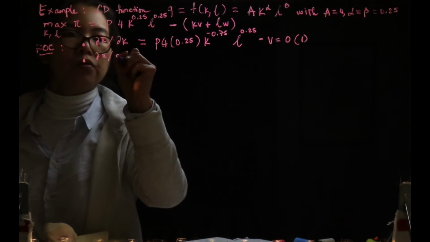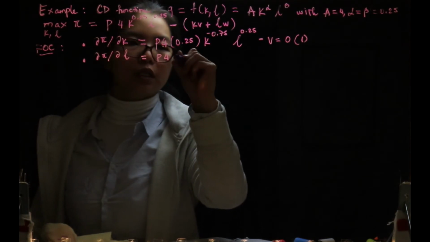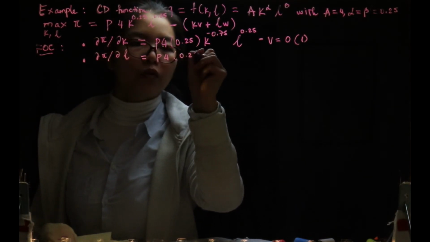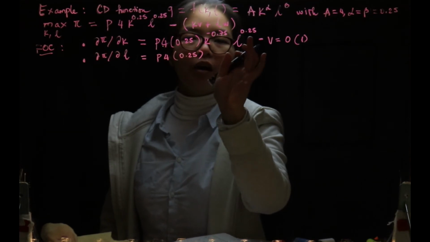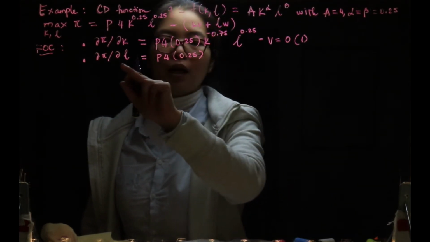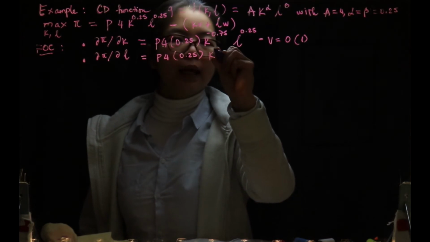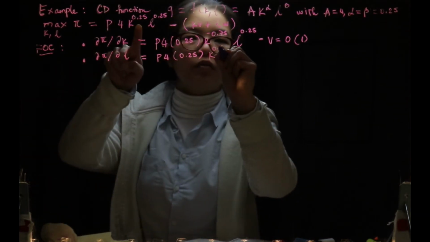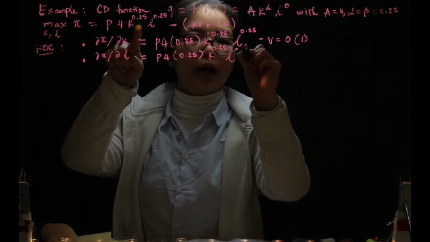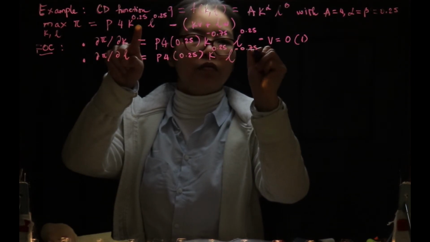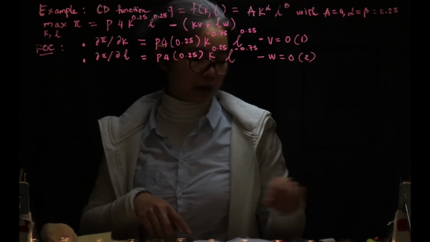Derivative of pi with respect to L equals P price times 4 stay the same, 0.25 we also have here, but keep in mind that this is the exponent of L, not K anymore, because we're taking the derivative with respect to L. So that means K to the power of 0.25 remains the same, and L to the power of now minus 0.75, and minus W equals 0. And this is the second equation.